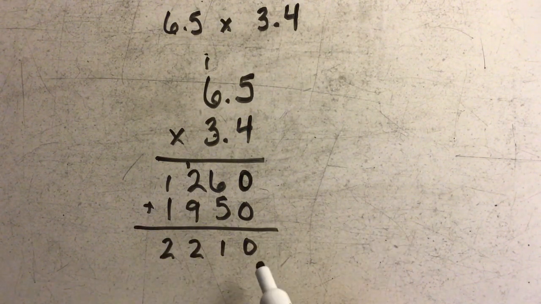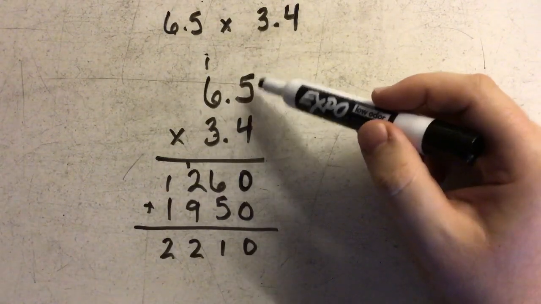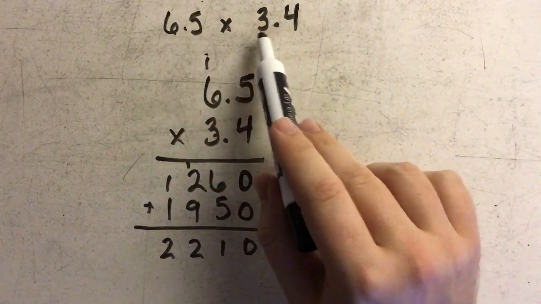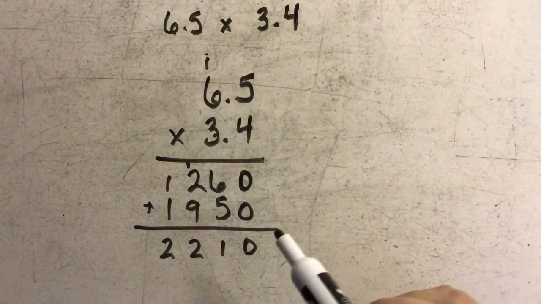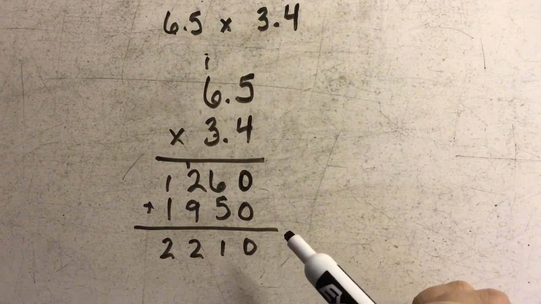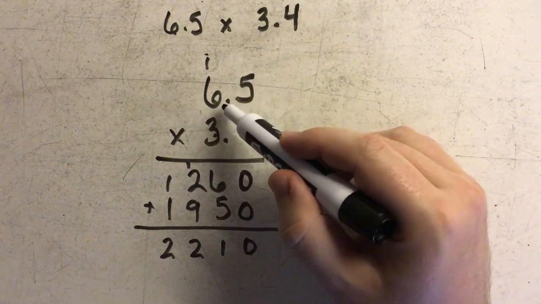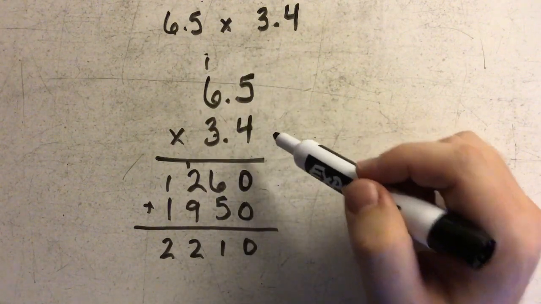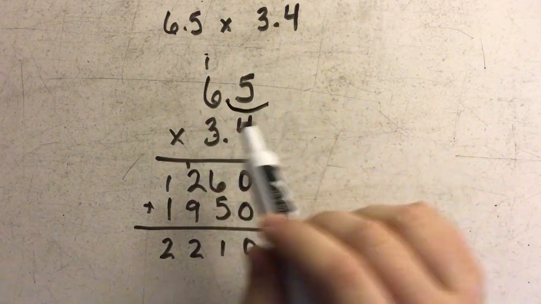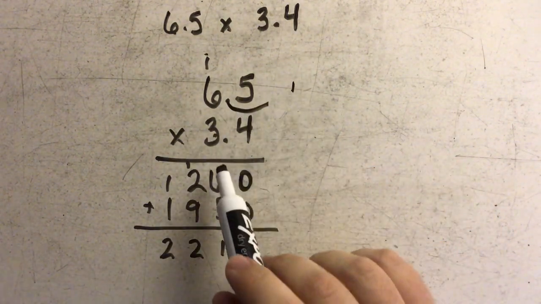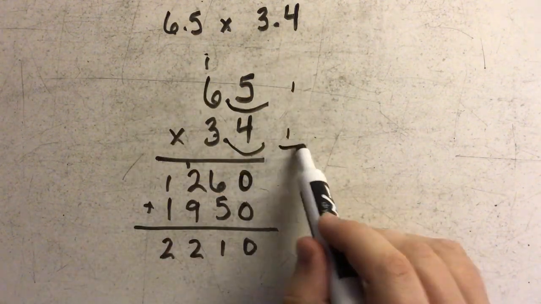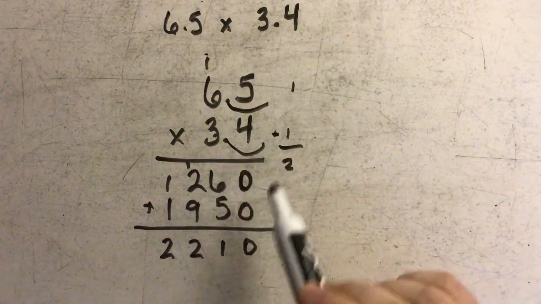And that's not the actual answer that I want to put down because that's the answer to 65 times 34. But I really multiplied 6 and 5/10 times 3 and 4/10. So what I need to now do is insert my decimal point into my answer. And the way that I'm going to do that is I'm going to count how many decimal places I have in my problem. So in this number, I have 1 decimal space, and in this number, I have 1 decimal space. So I have a total of 2 decimal spaces in my problem.